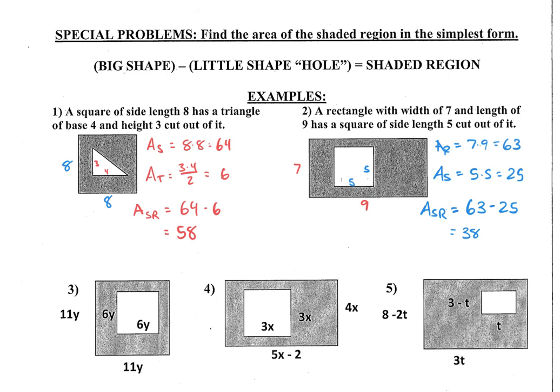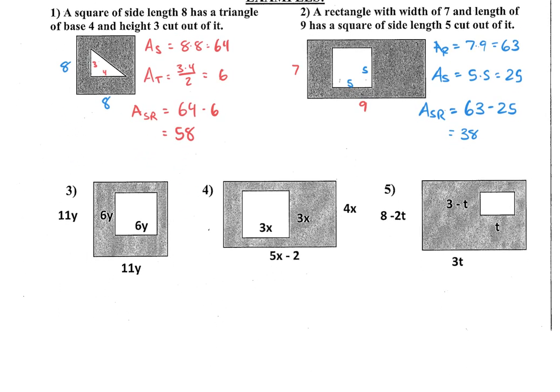And there's your answer. Now notice when I'm labeling my pieces, A sub r is the area of the rectangle. A sub s is the area of the square. A sub sr is the area of the shaded region. Now you can come up with your own labels if you want. Those make the most sense to me, so that's what I've used.